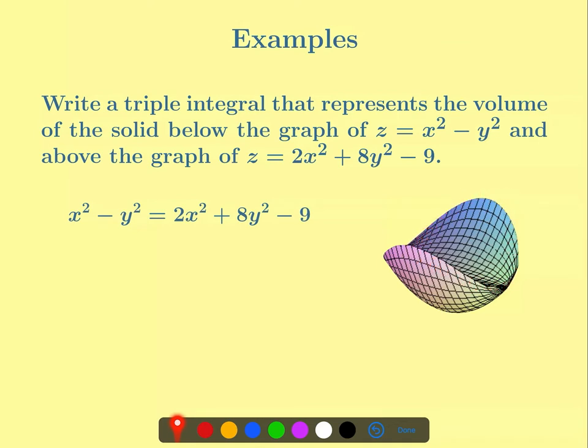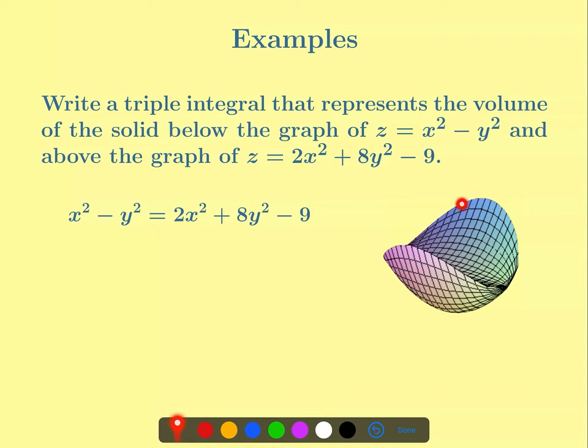So if I take a point x, y, z in here, I want to know what's going on with x and y. So they intersect when these two are equal, when x squared minus y squared equals 2x squared plus 8y squared minus 9. In other words, if I take a point where they intersect, so this equation is true and this equation is true, then since z equals both this and this, these two have to be equal. So that's going to be what's happening with x and y on the border.